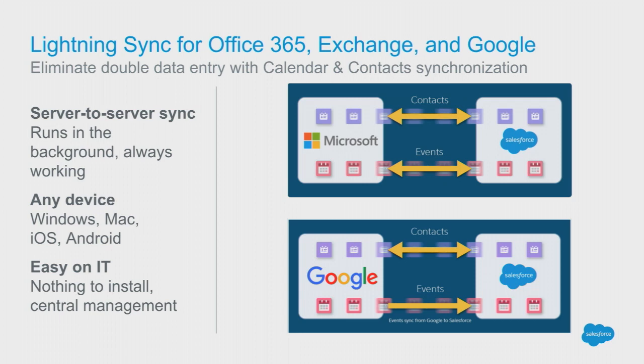Okay, now let's review the goodness that Lightning Sync brings to our customers who have Office 365, Exchange, and Google. The beautiful thing is that this is a server-to-server sync. That means it's always running in the background and users don't have to worry about it. They don't even have to have their devices on. They don't need their laptop on. They don't need their phone on. It's just working. All they have to worry about is touching their calendars and their contacts, and the rest happens.